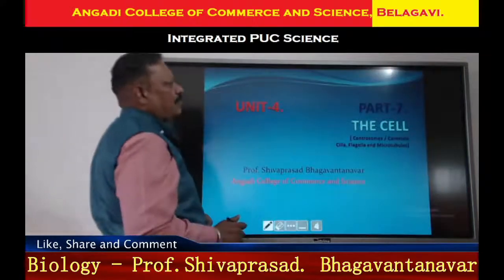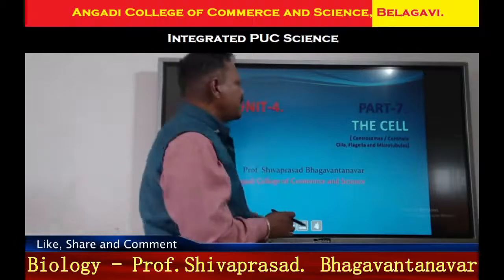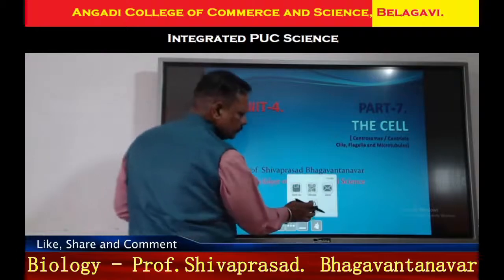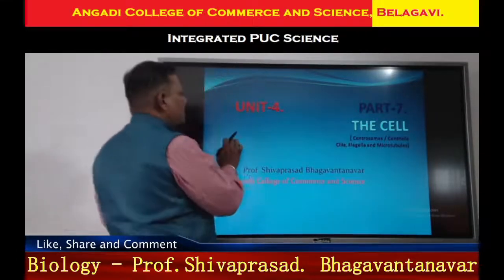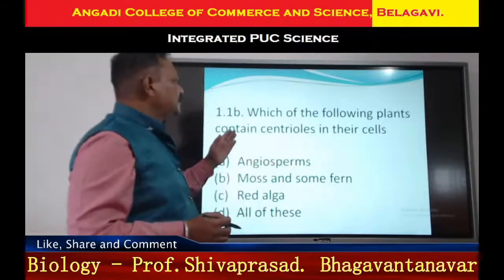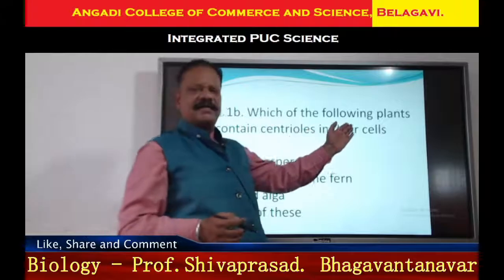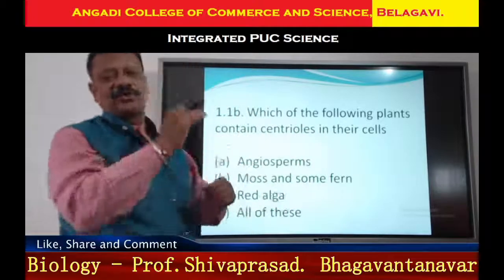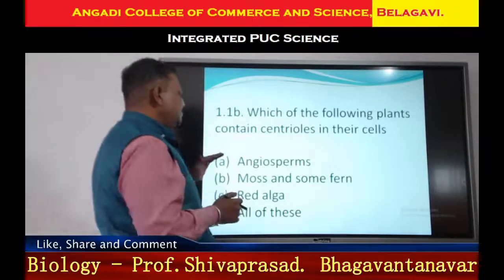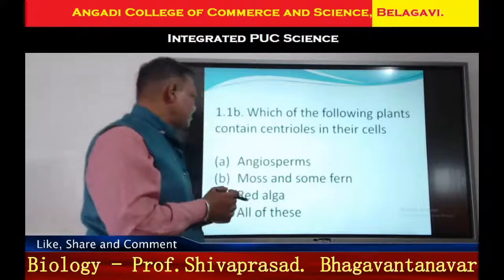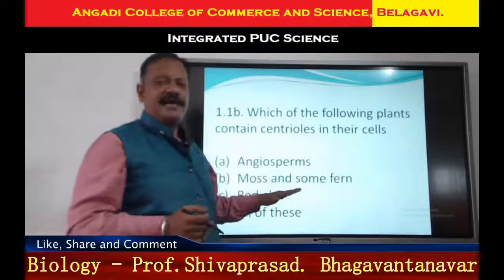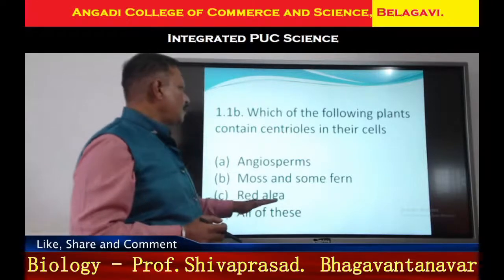We'll go back to our slide. Now see here, the first slide. Which of the following plants contains centrioles in their cells? Where are the centrioles found? Which of the following plants contain them? Just see. Option A, angiosperms. B, moss and some ferns. C, red algae. Then D, all of these.